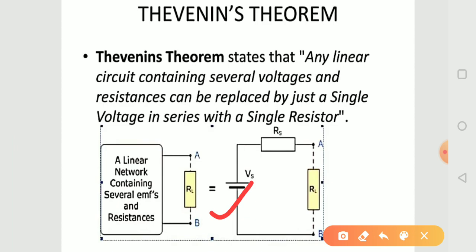after removing the load. And this resistance is called Thevenin's resistance, which is obtained at the same terminals after removing the load and replacing all the power sources with their internal resistance. So a lot of things are involved in this particular theorem. Let's see them one by one.